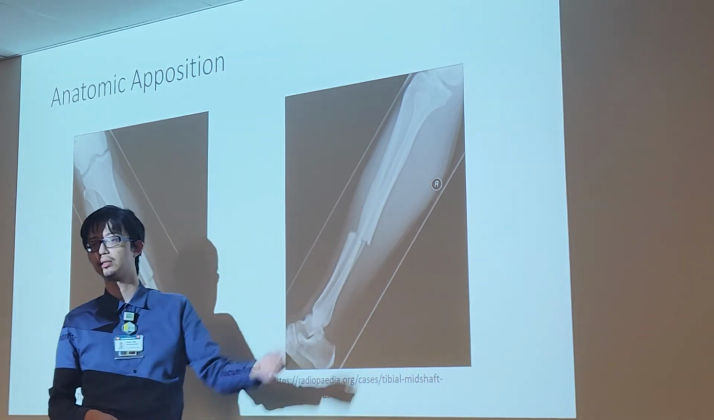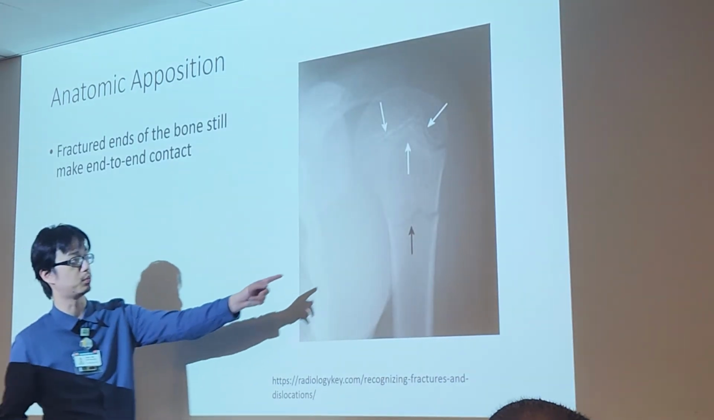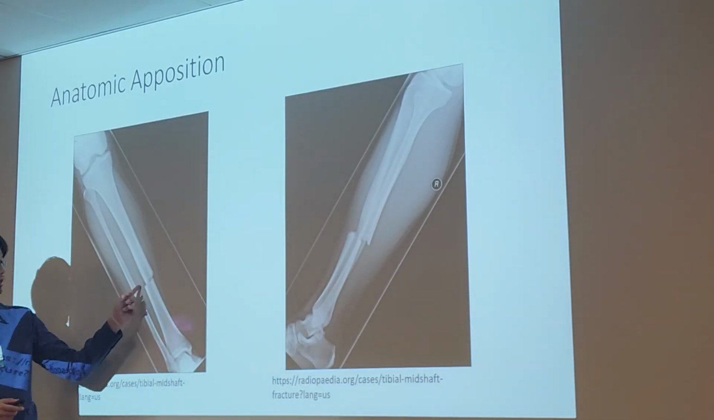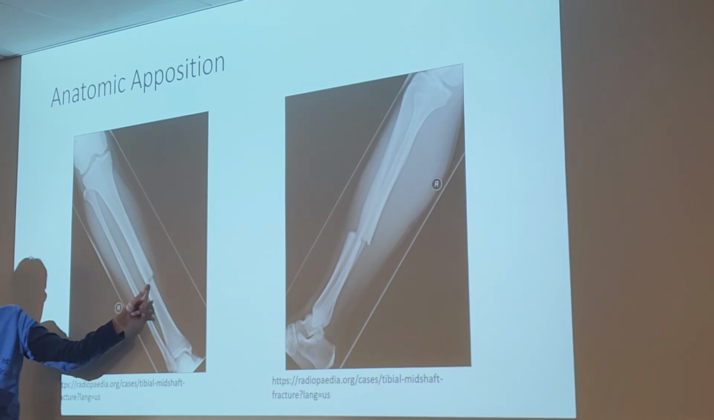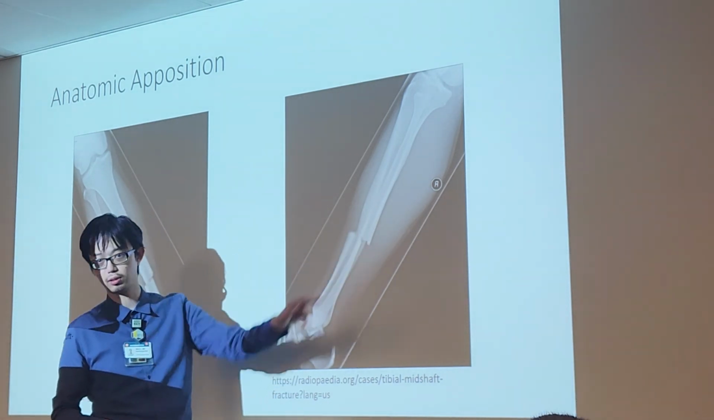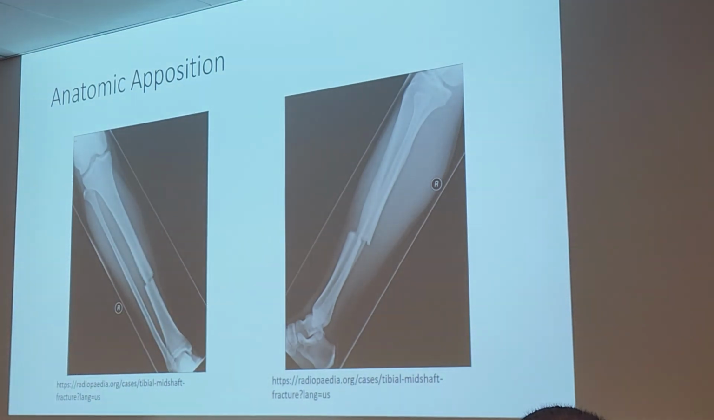Excuse me, sir. Yes. I didn't understand what apposition means. It's just, are these two bones lined up? Do the edges match? Yes, sir. Do these edges match? No, slightly off. Do these edges match? No, sir. Even further off. That's the concept of apposition: how closely are they lined up?